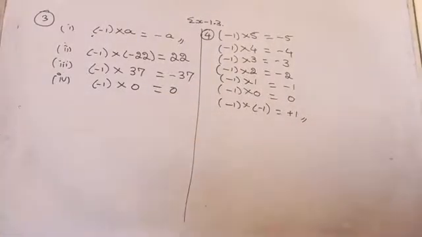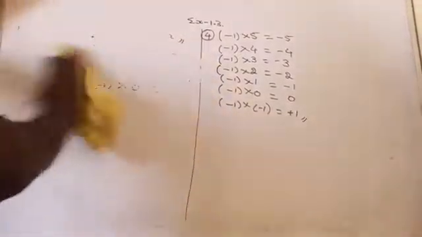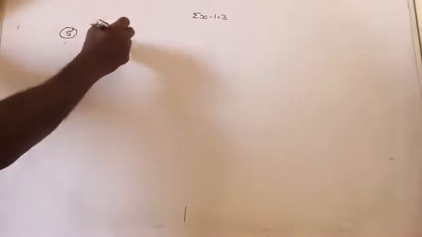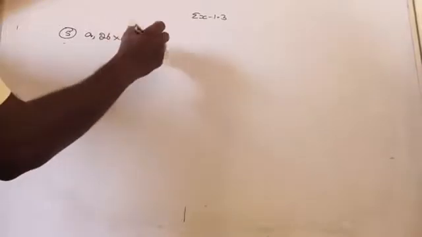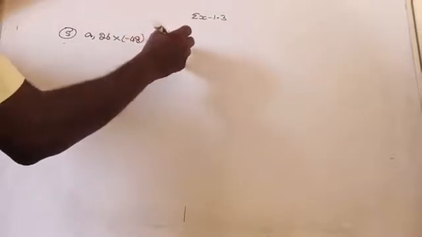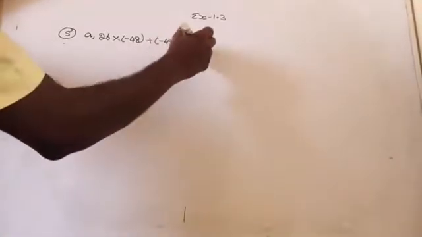Find the product using suitable property. It is given in Exercise 1.3, question number 5. Am I right? It's given, A part: 26 into minus 48 plus minus 48 into minus 36.